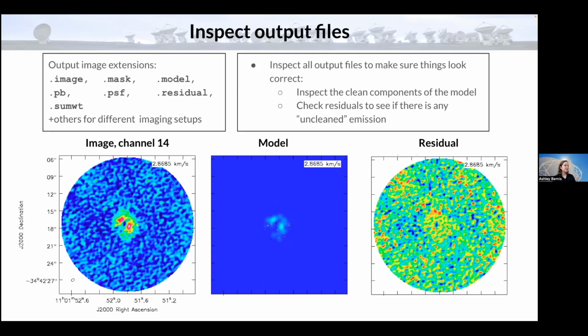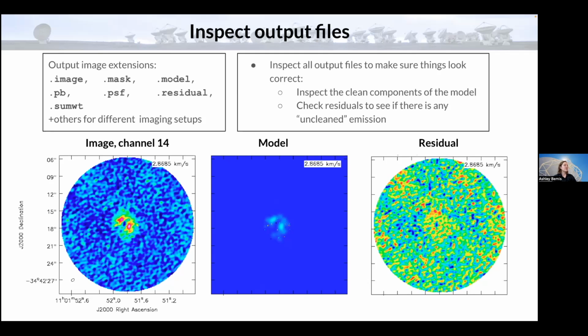Now, at this stage, it's a really good idea to inspect all of these images independently to make sure that they make sense. I'm just showing a few examples here. On the left-hand side, I've taken the channel with the brightest emission of our source. In the center, I have the model of the same channel. And on the right, I have the residual image of the same channel.